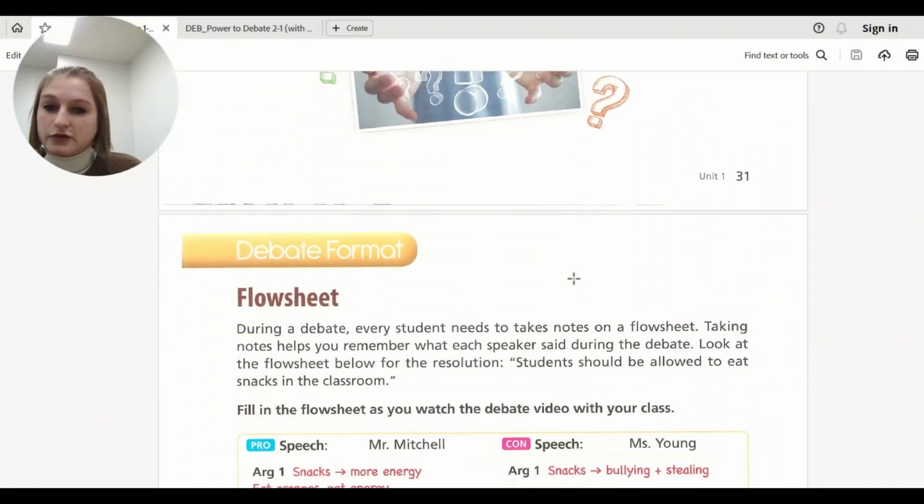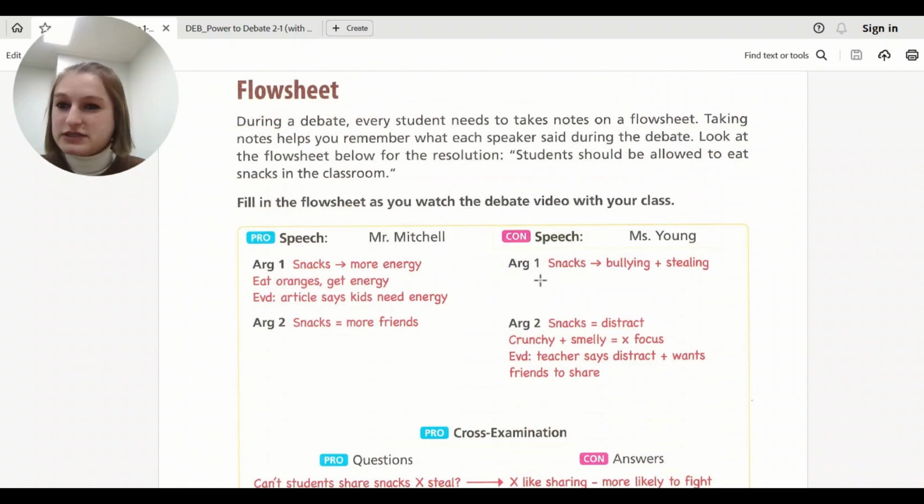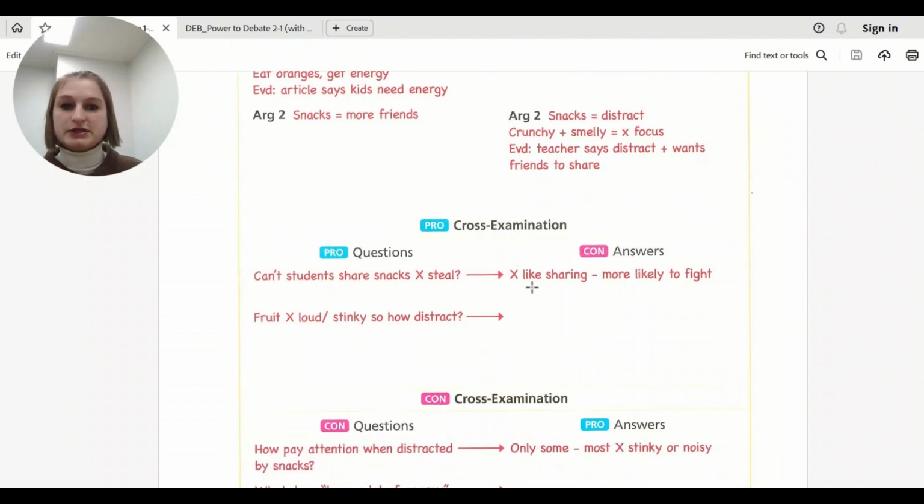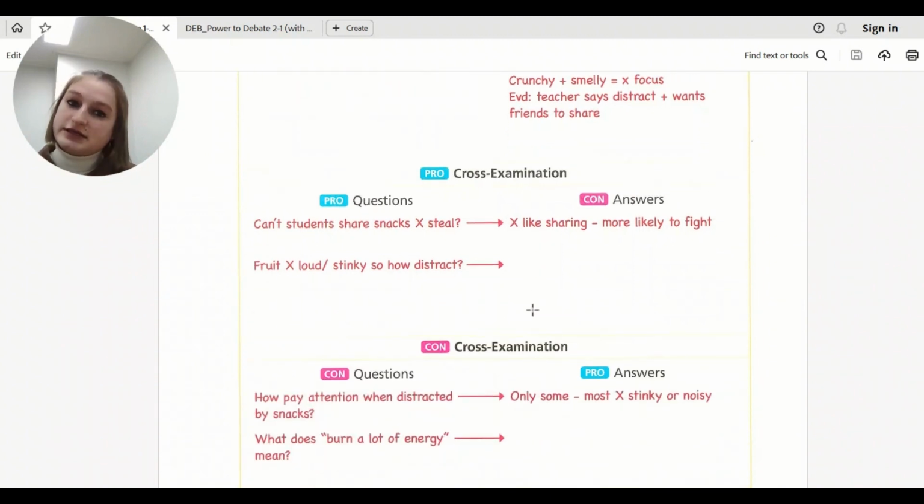Now let's look at the flow sheet. So a flow sheet is kind of a note-taking tool that helps you take notes while you are all debating. So here's an example. So again, the pro side will go first, argument one, argument two. Then the con speaker will go argument one, argument two. And then here is your cross examination.